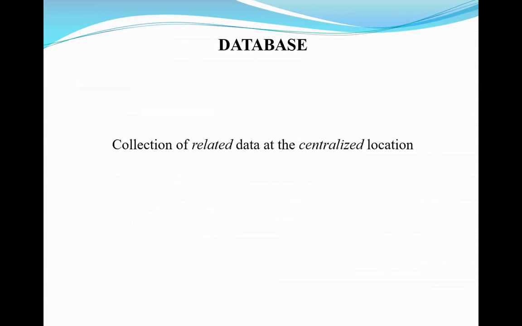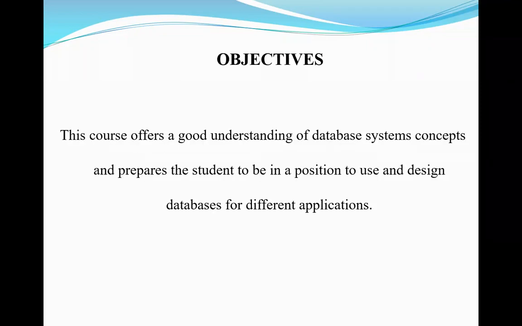Well, let's begin. What's a database? We are going to study relational database management system. So the first question that comes to mind is, what is a database? A database is a collection of related data at a centralized location. The focus is on the word related. We cannot just keep all sorts of data together. We keep data which is related together.